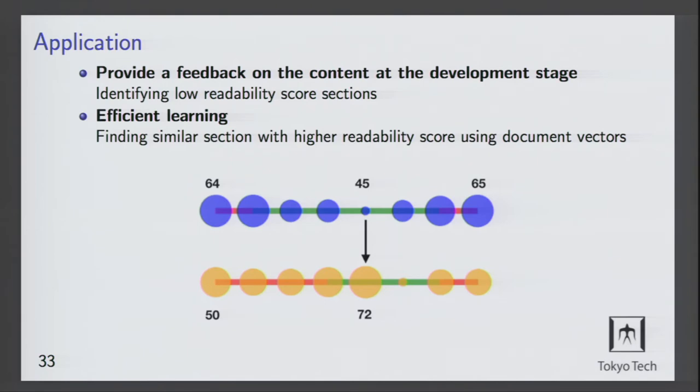And also, this kind of modeling can support efficient learning. So suppose the learner has a problem understanding the content of this section, then the word embedding model and document embedding model can propose a course with a similar structure and a section with similar content.